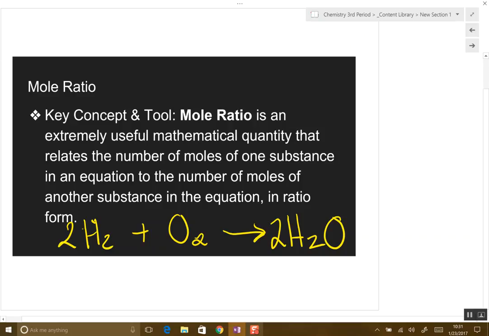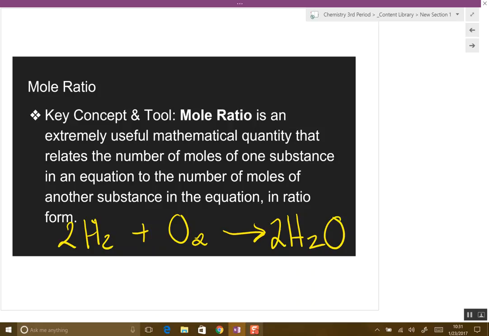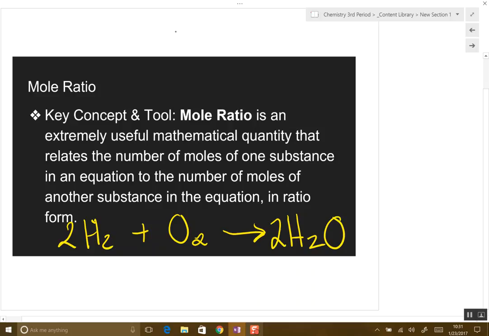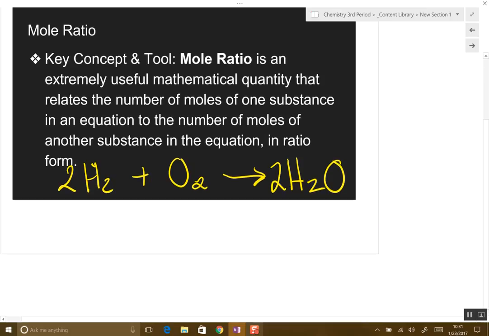What the mole ratio is using are these whole number coefficients in front of the compounds. And what this means is this: the ratio of hydrogen to oxygen is what? It's the coefficient in front of oxygen.